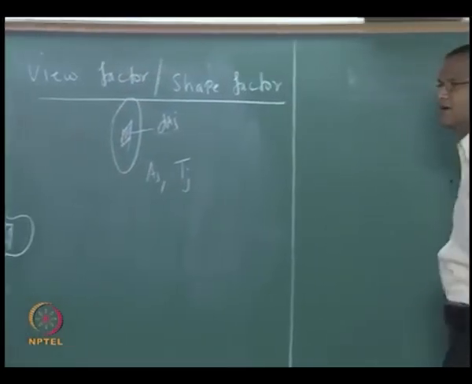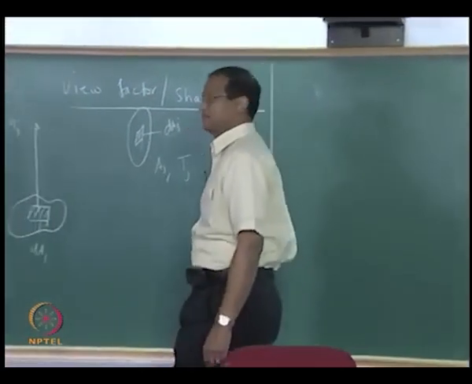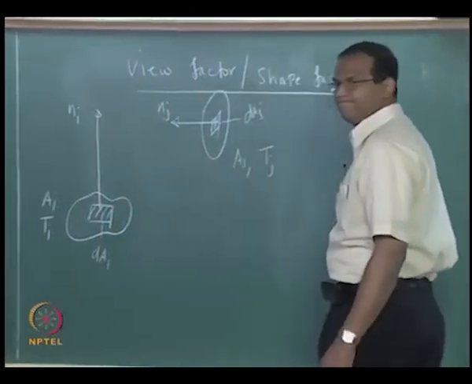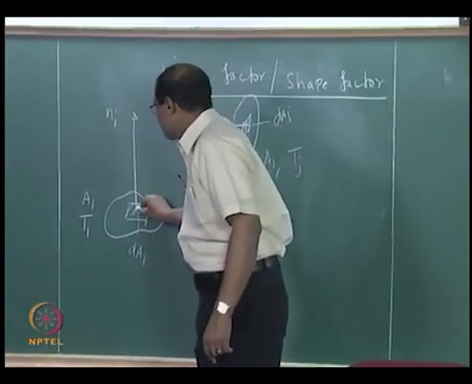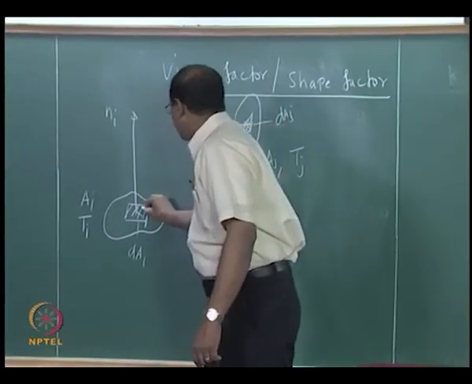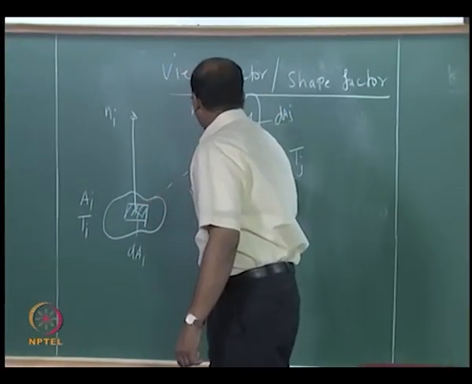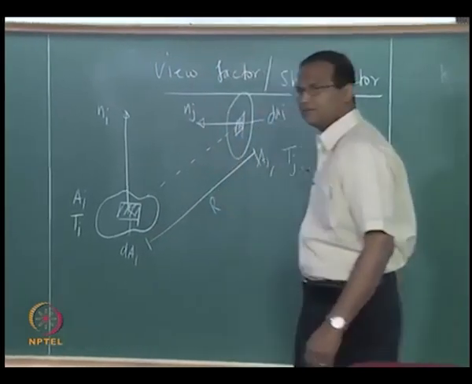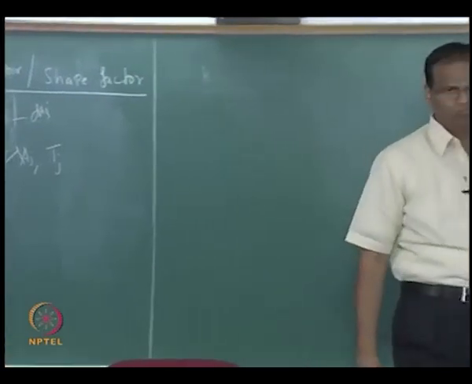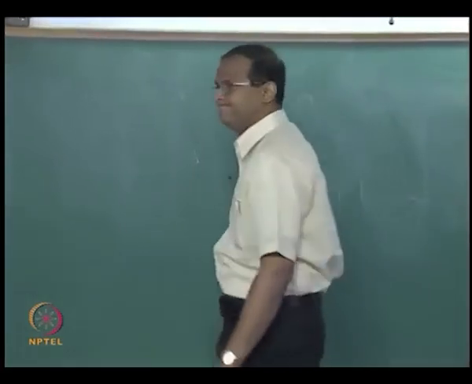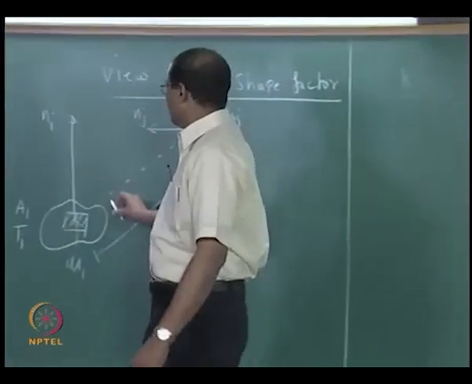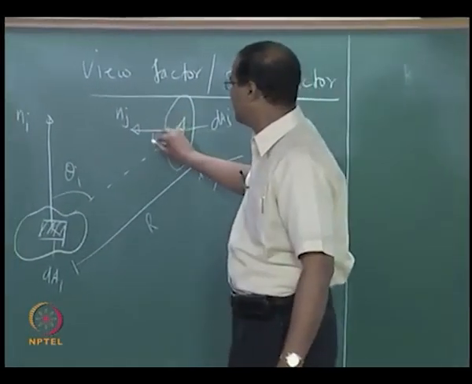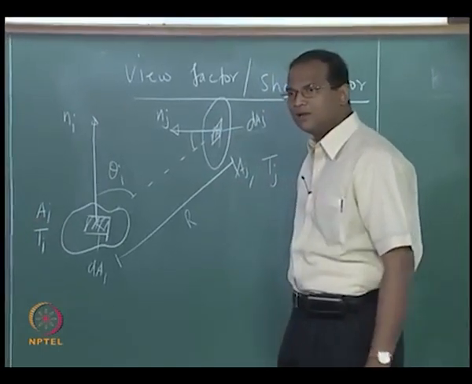I am taking an elemental area dAj. Now the unit vector is Nj. Now I connect the centroid of this to the centroid of this, and this distance I call radius r. This angle I call theta i, and this angle theta j.